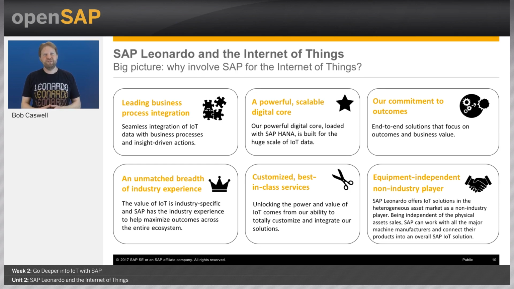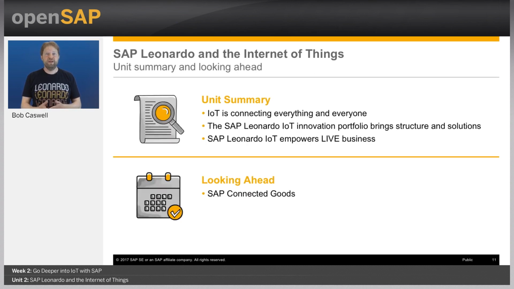Let's quickly recap this unit and look ahead at what's to come next in the course. So we've made it abundantly clear that everything and everyone is connected digitally. And the SAP Leonardo IoT innovation portfolio is here to bring structure to the chaos by providing packaged solutions across lines of business and industry use cases, including connected products, assets, infrastructures, vehicles, markets, and people. The goal is to empower this new world of live business.